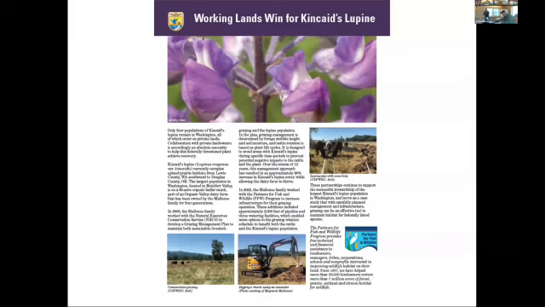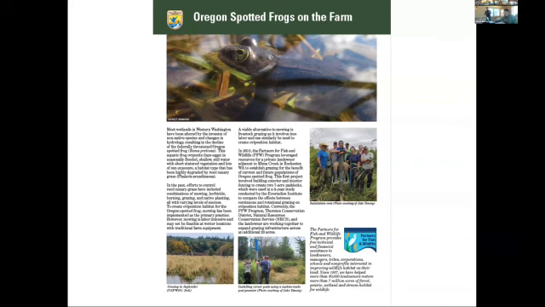Examples of projects that we've done with threatened and endangered species on private land. This is Kincaid's lupine, organic dairy farm, pipelines back to the lupine. Next slide. Oregon spotted frog, it's the best one we got, just kidding about it.